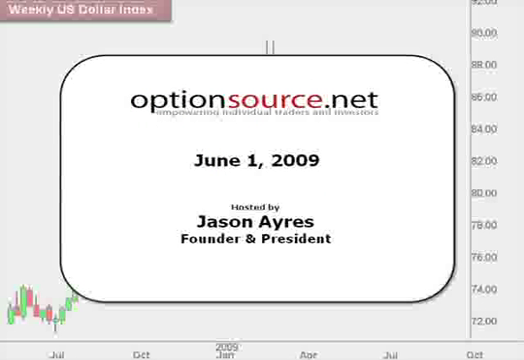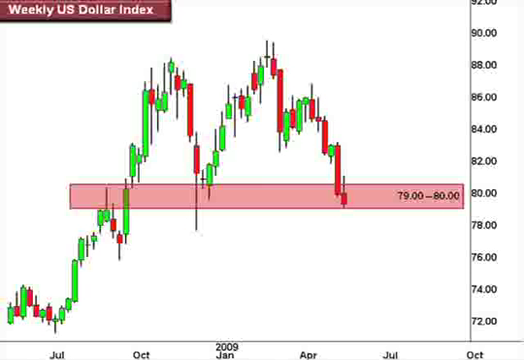And as always, we're going to start with a look at our weekly U.S. dollar index. This is a great way to gain perspective as to how the U.S. dollar has been trading against a basket of currencies. As you can see clearly here, the U.S. dollar once again finished the week in the red, selling deep into that 79.80 focal zone.